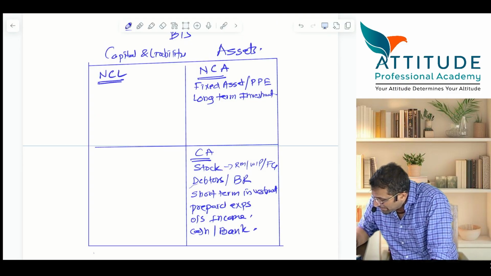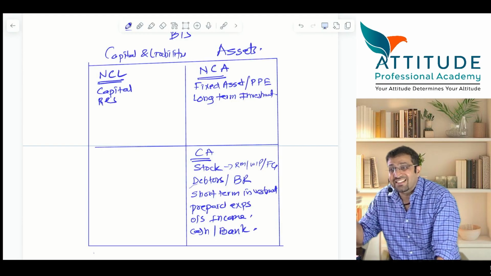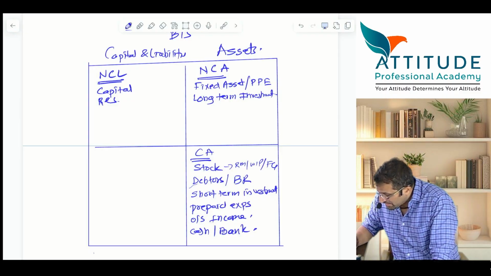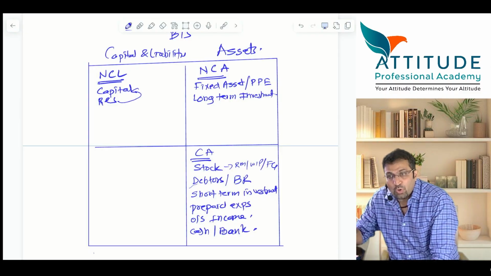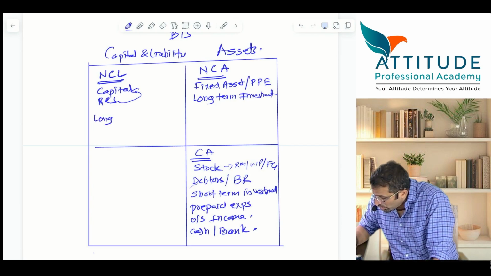Non-current liabilities are bifurcated into what? Capital. Then reserves and surplus. Reserves and surplus means the reserves, the profits which are not yet distributed. But this reserves and surplus should go to what? Capital. Then you have long-term loans.